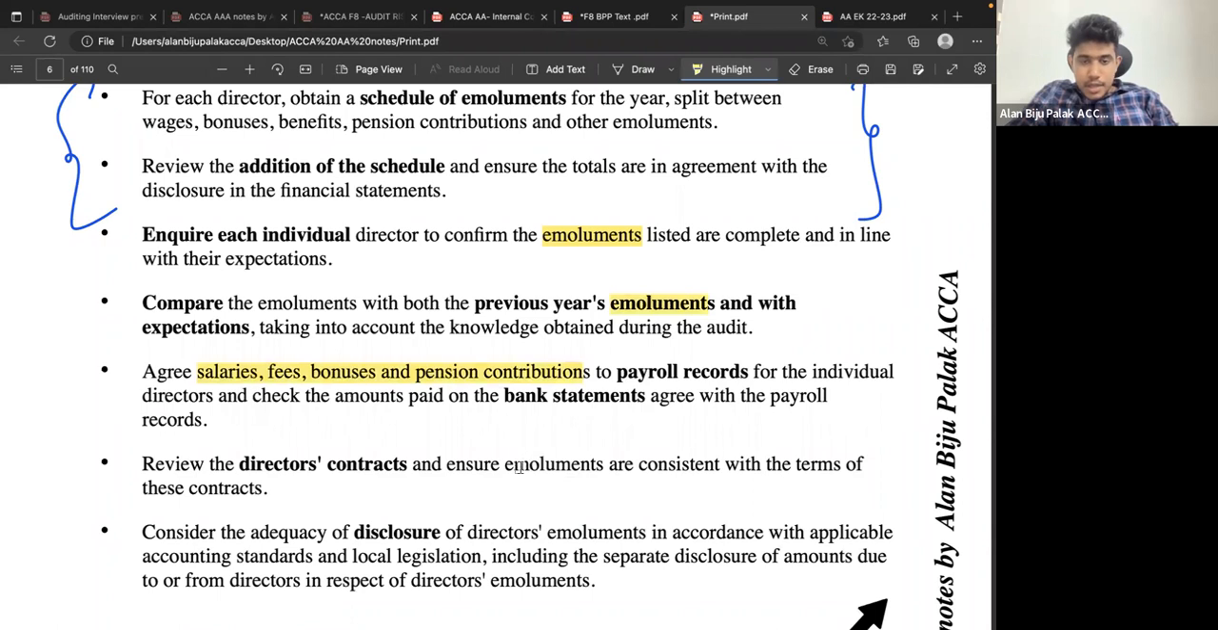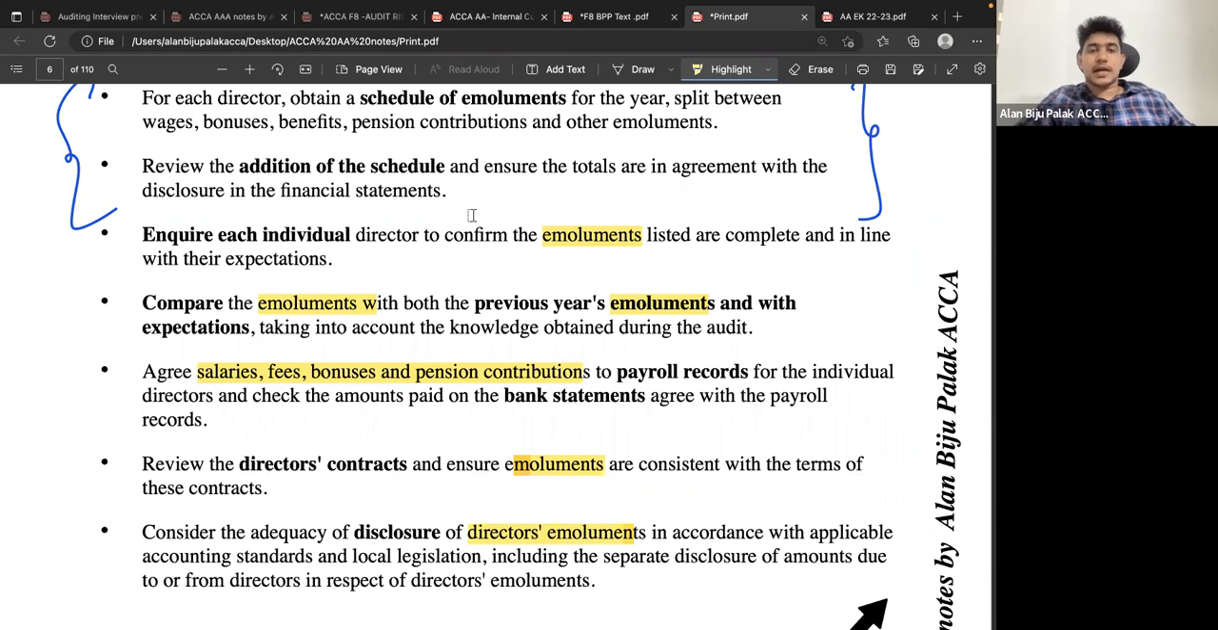Say, for example, if the examiner is asking you to write substantive procedures in relation to the directors' bonus, in that case, you can inquire of each individual director to confirm the bonuses listed are complete and in line with their expectation. You can also compare the bonus, instead of emoluments, with the previous year's bonus and with the expectation. Agree bonus to the payroll records. Review directors' contracts and ensure bonuses are consistent. Then consider the adequacy of disclosure for directors' bonus in accordance with the applicable accounting standard. So mention it like that.